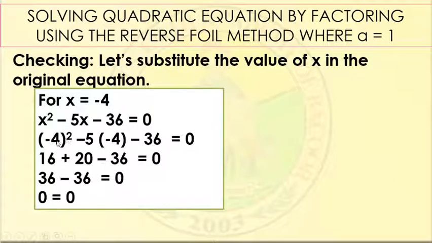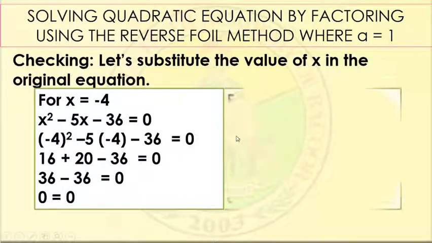Negative 4 squared or negative 4 times negative 4, the answer is positive 16. Negative 5 times negative 4, the answer is positive 20 or plus 20. And then negative 36 equals to 0. 16 plus 20, the answer is 36. 36 minus 36 equals to 0. 0 equals to 0. Therefore, tama yung value ng x natin ng negative 4.